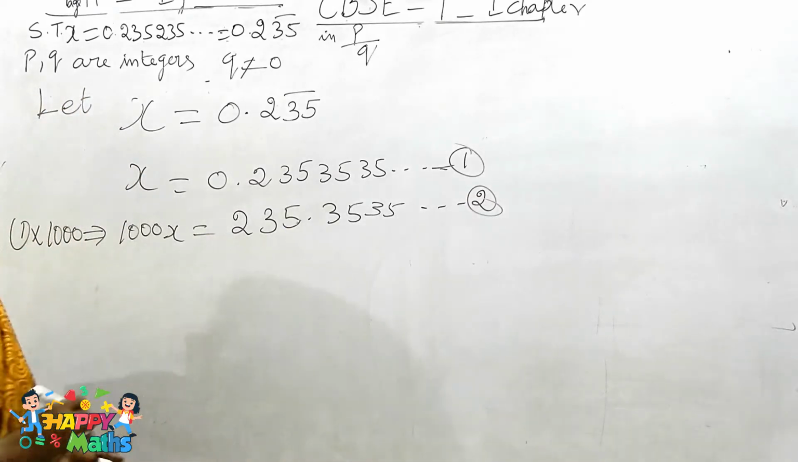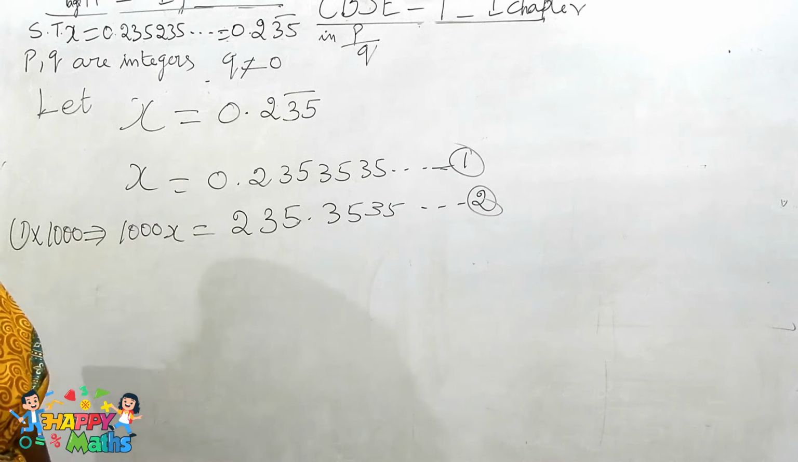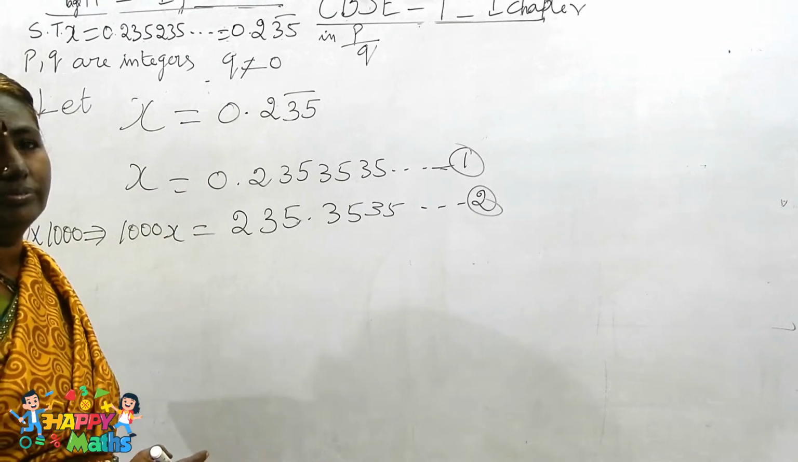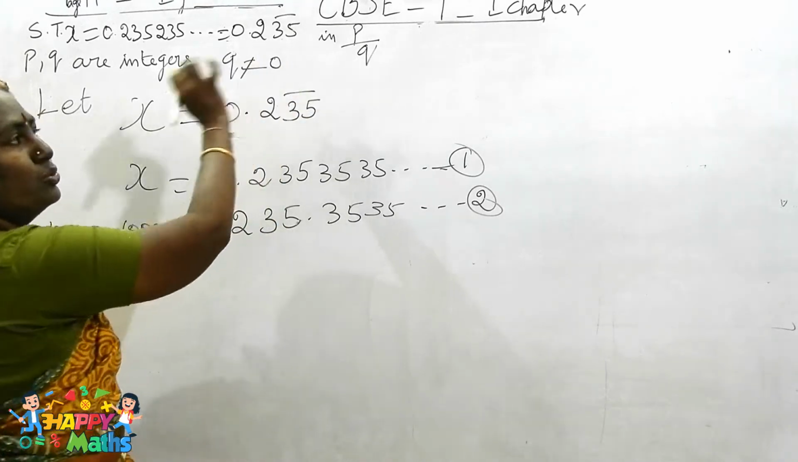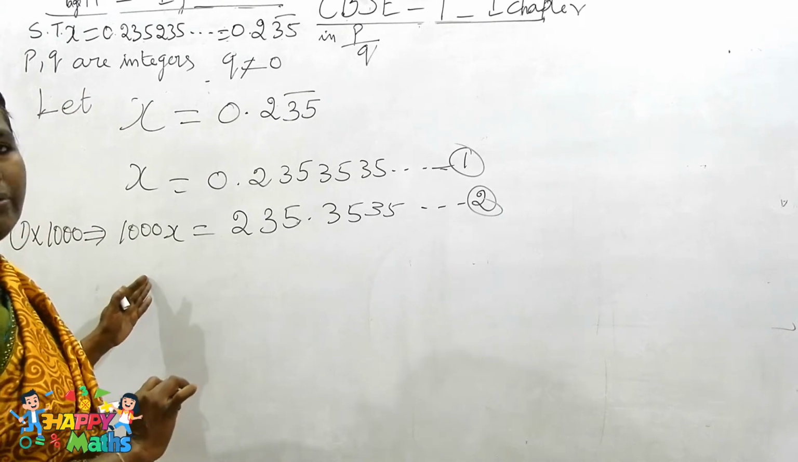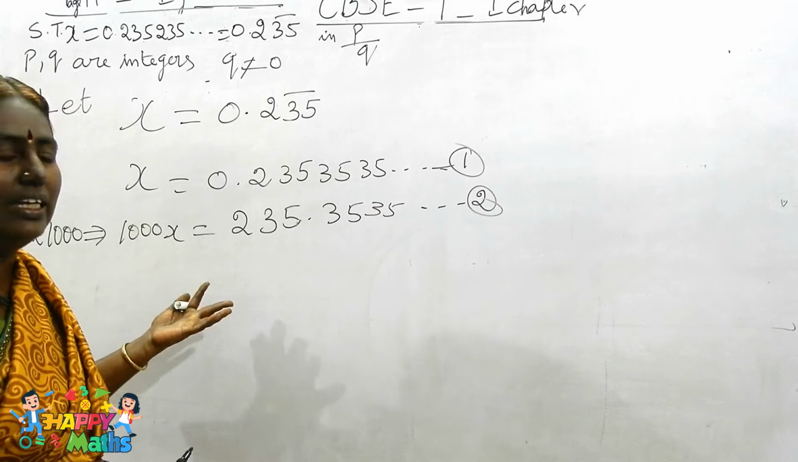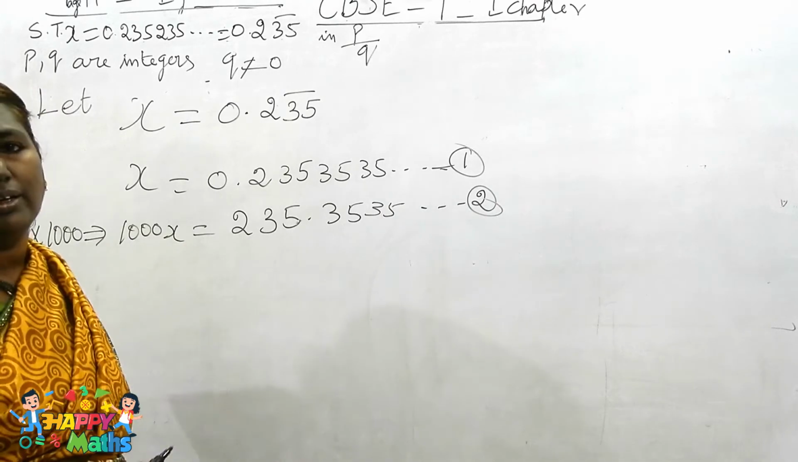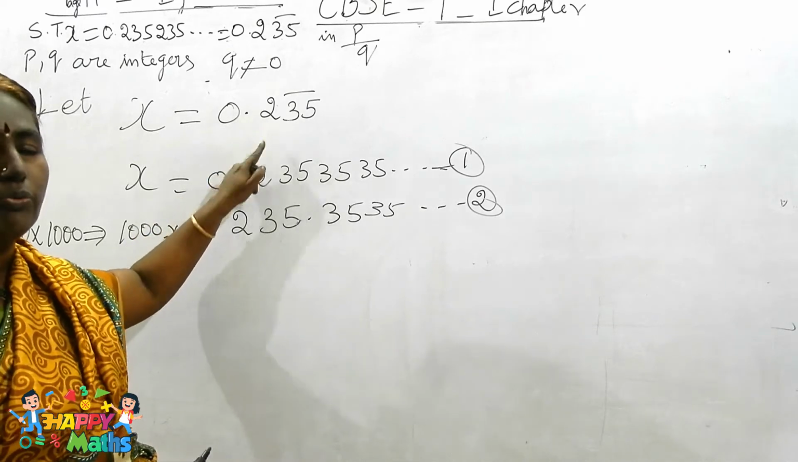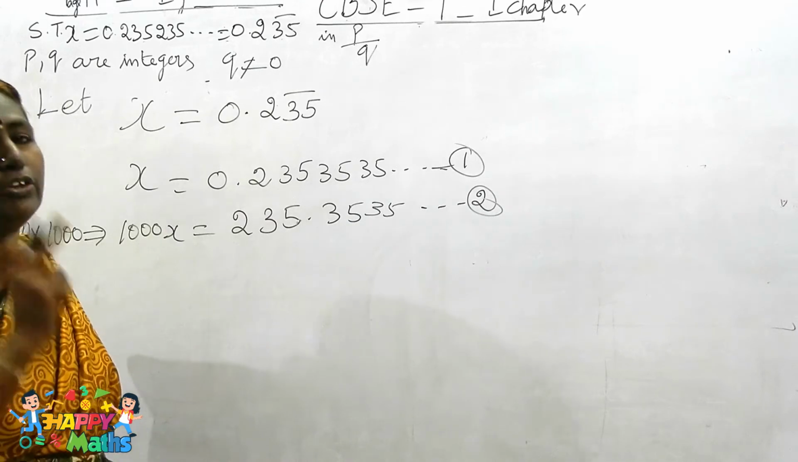But we cannot subtract 1000x and x. We will not get the proper answer here because one number is left out. If all 3 numbers together had the repetition, and you multiply by 1000, you could subtract 1000x minus x and get 999x, and as usual you would get the fractional form. But here one number is left out. So what do we have to do? How many numbers are left out? That you must keep in your mind.